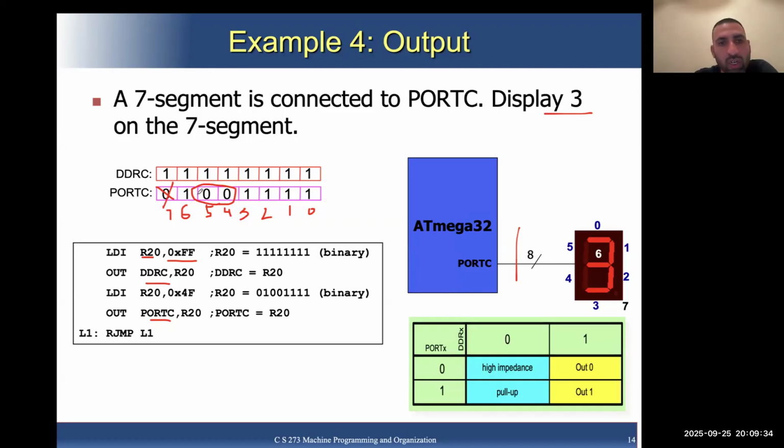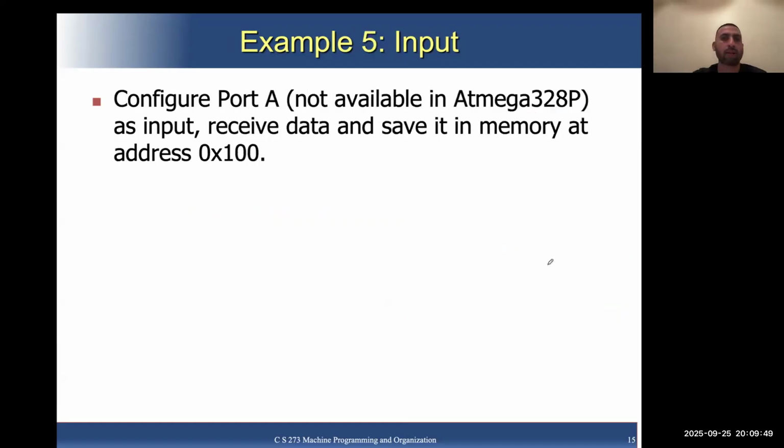So when you convert this binary into hexadecimal, it becomes 0x4F, right? So you are loading 0x4F into R20 and then sending R20 to port C. Then you will see that digit 3 is displayed on the 7 segment display.